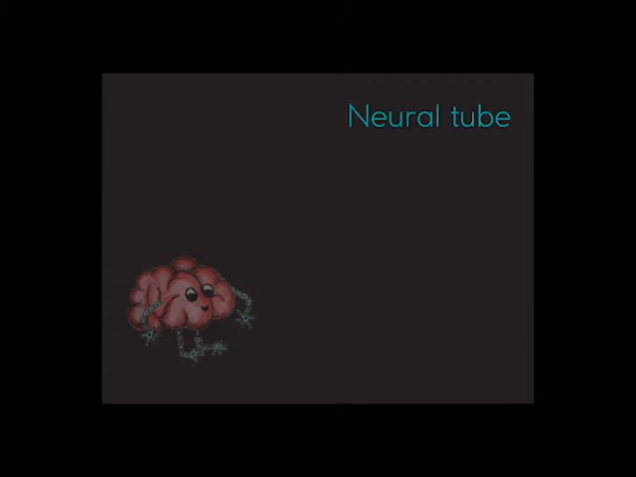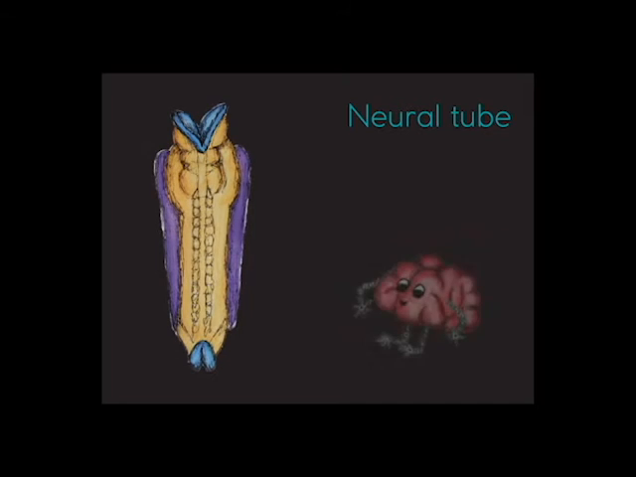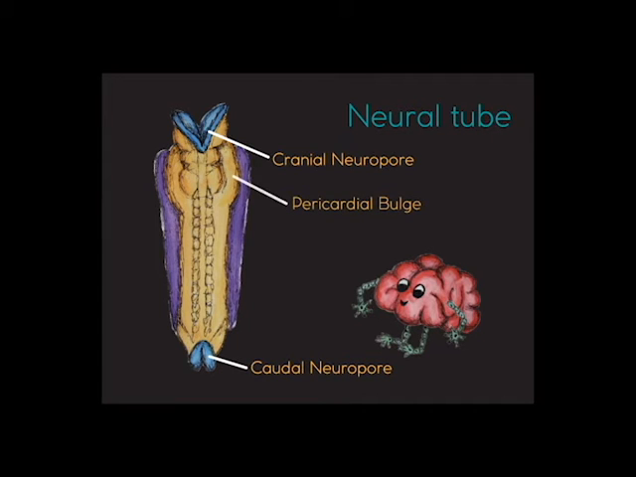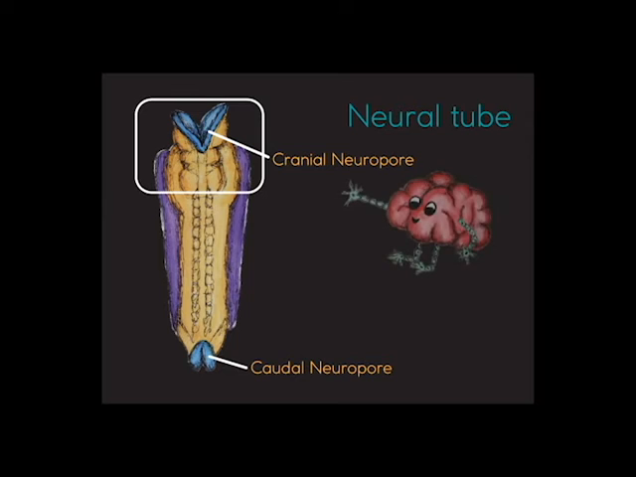The neural tube continues to fuse together. The unfused regions of the neural tube are known as the cranial and the caudal neuropores. Today we're going to focus on the cranial neuropore as this is where the brain develops.